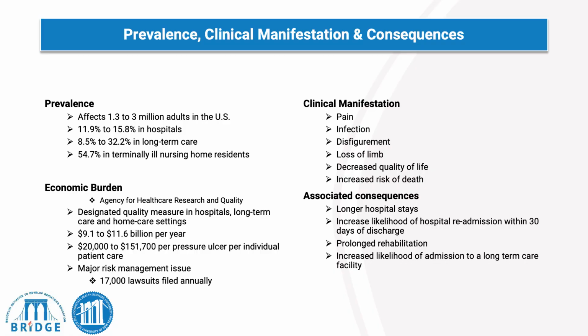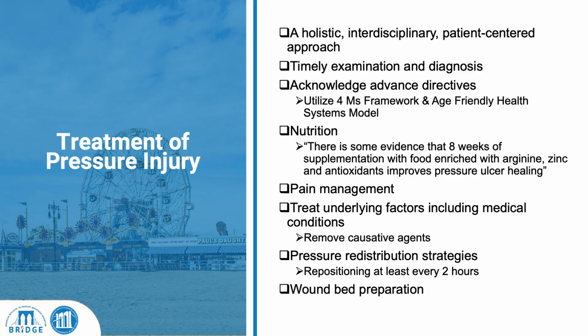Some of the associated consequences of pressure injury include longer hospital stays. It's also associated with an increased risk of 30-day readmission, prolonged rehabilitation, and an increased likelihood of being admitted to a skilled nursing facility or a long-term care facility. So how do we treat pressure injuries? A holistic, interdisciplinary, patient-centered approach is recommended. Timely examination and diagnosis is recommended.